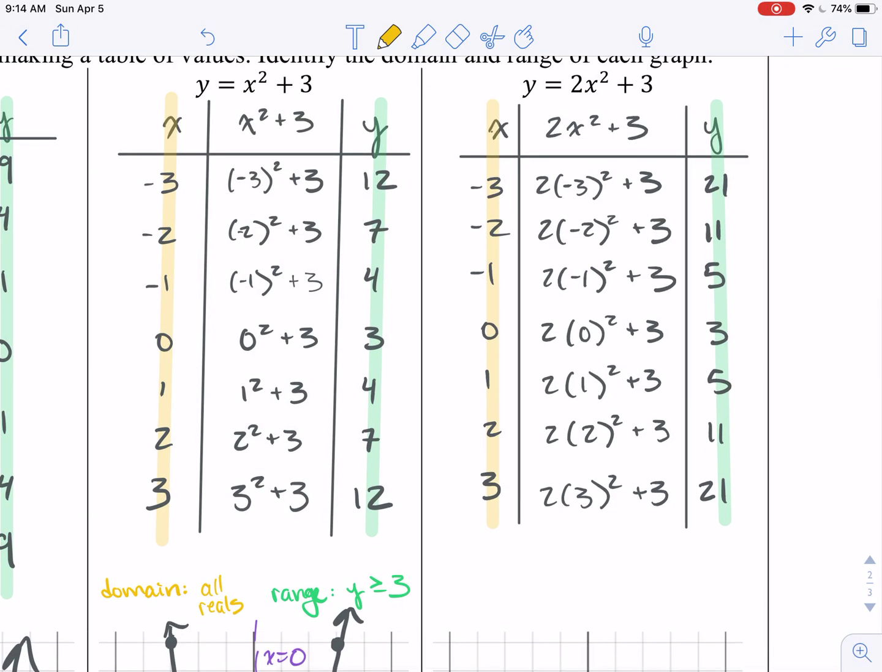Now on this function, we can plug in any number into our x and still get a value. So our domain again is all real numbers. And here our range, you'll see that it goes down to 3 and then goes up again. So our y is always greater than or equal to 3.